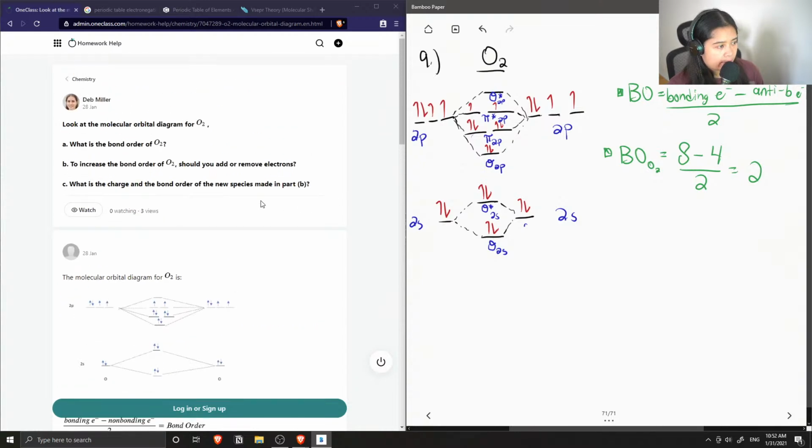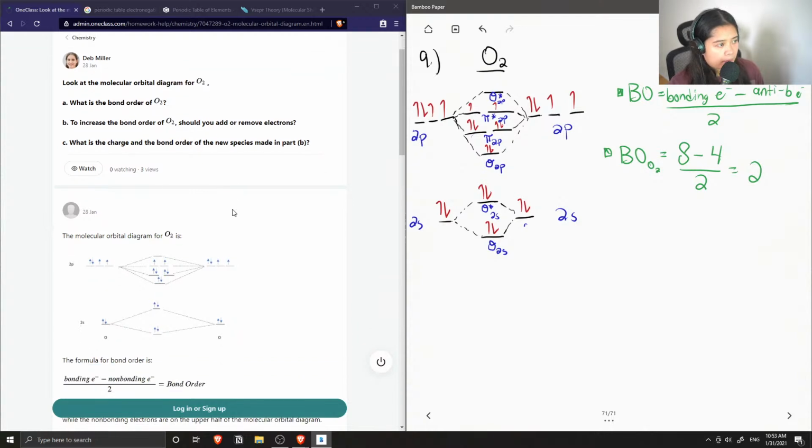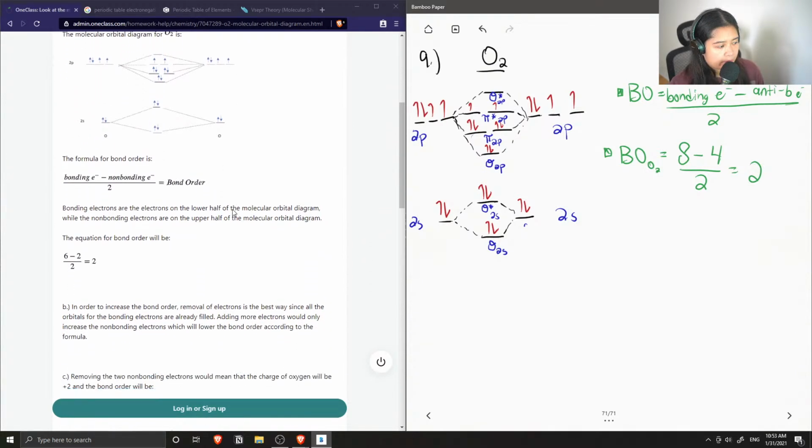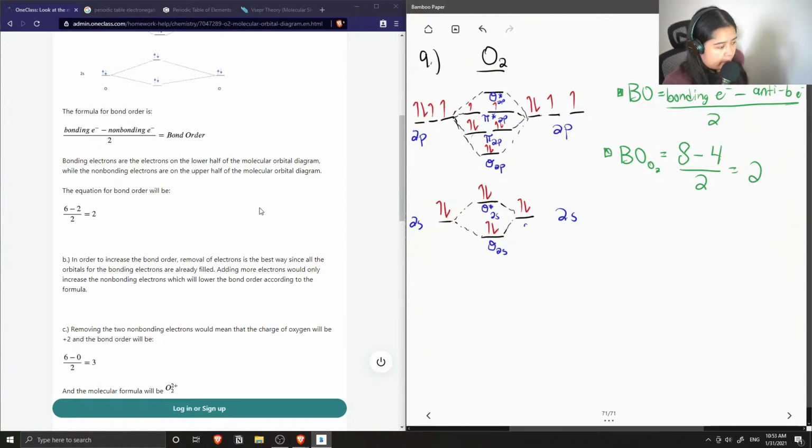And the second part of the question asks, to increase the bond order of O2, should you add or remove electrons? Okay, so let's look at our molecular orbital diagram. So to increase the bond order, the removal of electrons might be better since the orbitals for the bonding electrons are already filled. I'm just going to write that down.